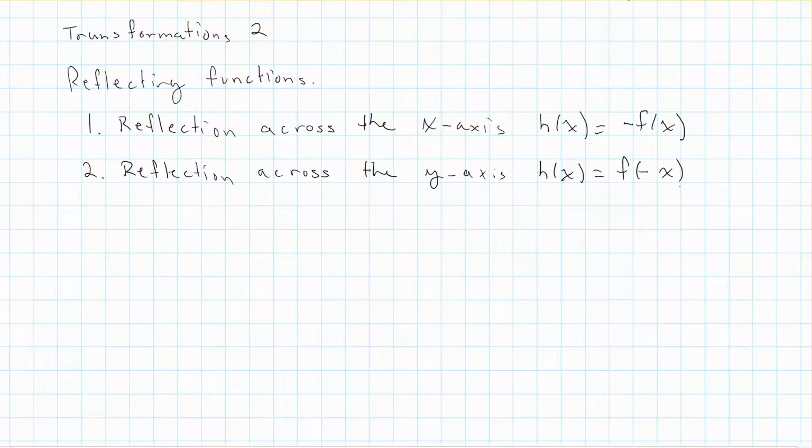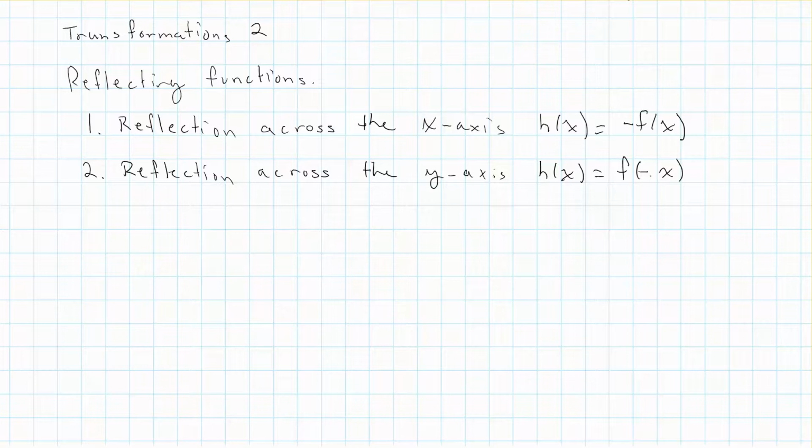Now, just like we had to do with the horizontal and vertical transformations, we have to be careful where the negative is in order to know whether it is a reflection across the x-axis or a reflection across the y-axis. Now, for the x-axis reflection, the negative is not associated with the parent function. I mean, it's done after we do the parent function. We apply the negative after we've already done the parent function. And then reflection across the y-axis is that we apply the negative before we do the parent function.